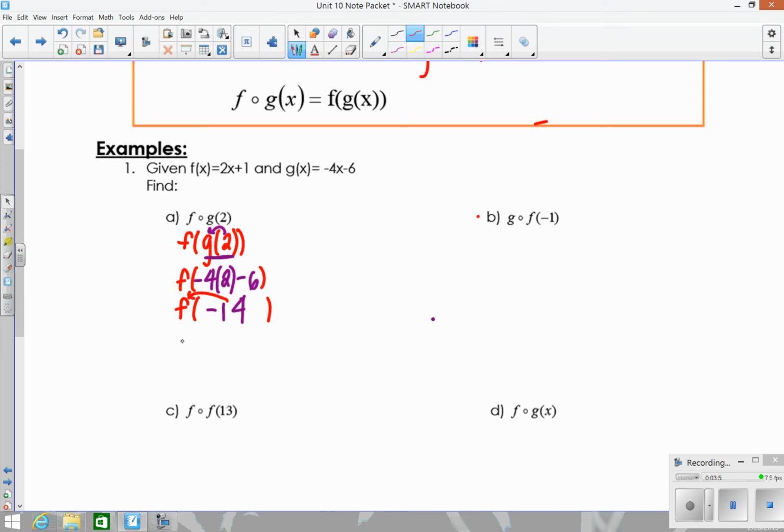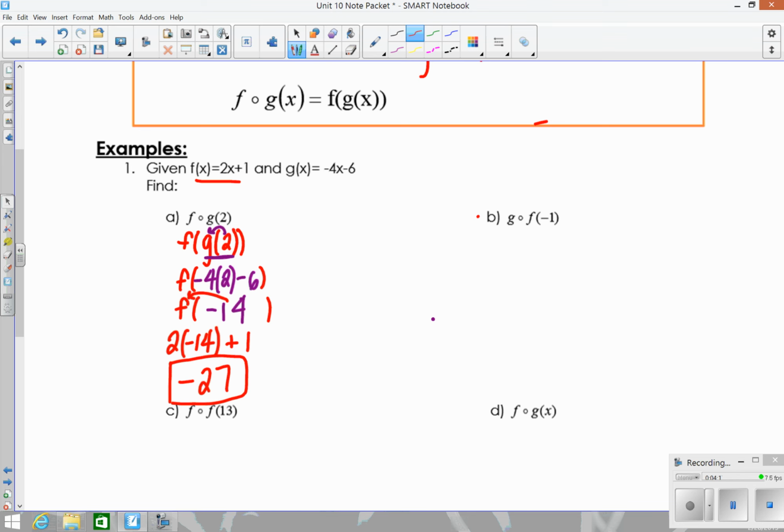Function f I get from up here. So 2 times negative 14 plus 1. So I just plug in negative 14 into function f, evaluate that, and you get negative 27. So that's it. Basically, you're just evaluating one function, and your result goes into the other.